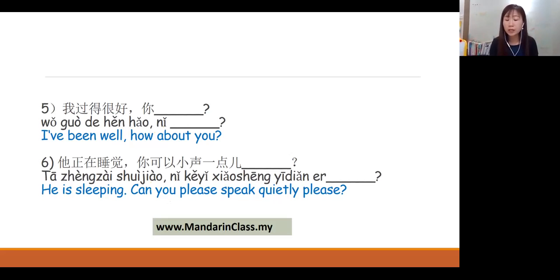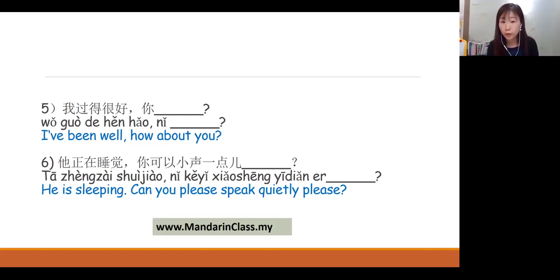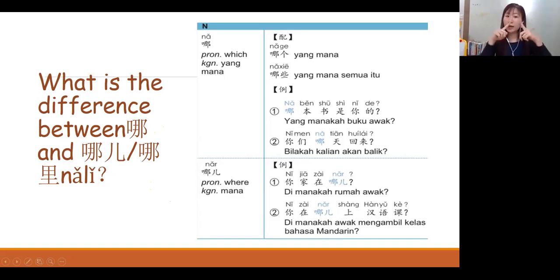吧 is used when you are quite sure about what you ask, so we cannot use 吧 here. 吗 is to confirm, and here it is also for a request: can you please speak quietly? 好，那我们来看下一个好不好？ So you have learned about 吗 and 吧, and another one is 呢 already. Now we come to another question word: 哪.